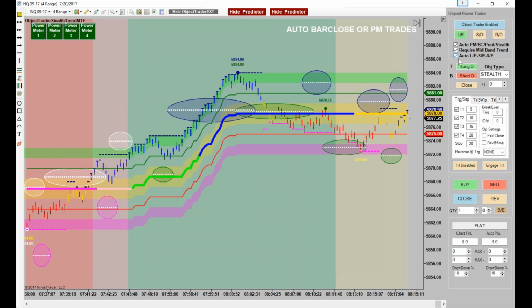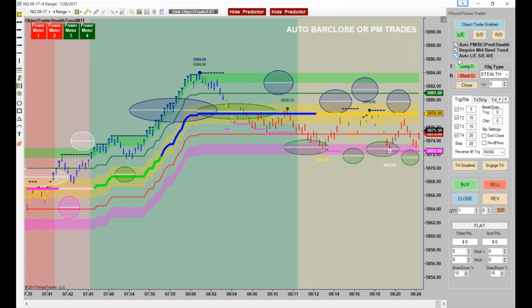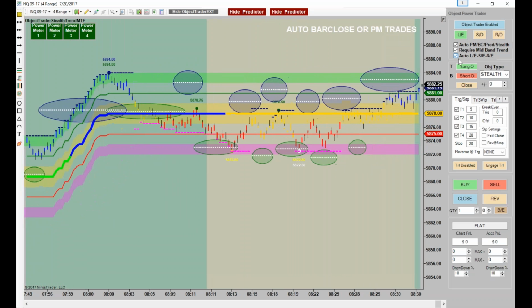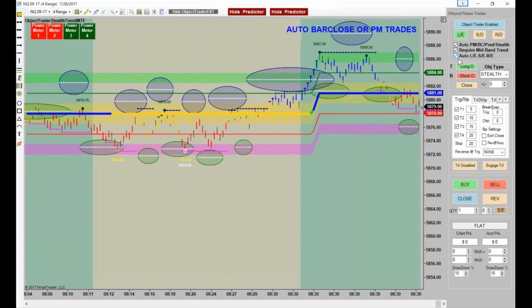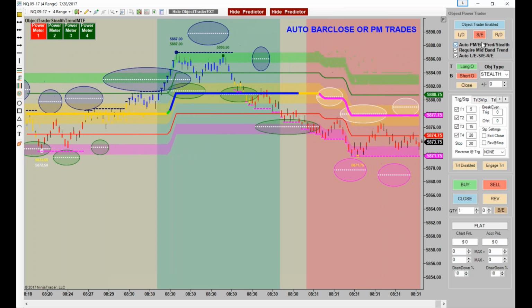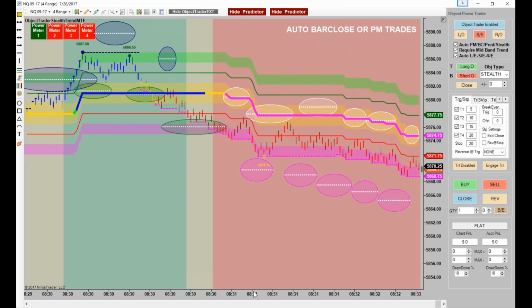Auto LESC. Still long. Still long. See if it changes. That went up some more. Let's see if it'll change. There you go. See it change? Is that cool or what? That's a pretty cool little deal.